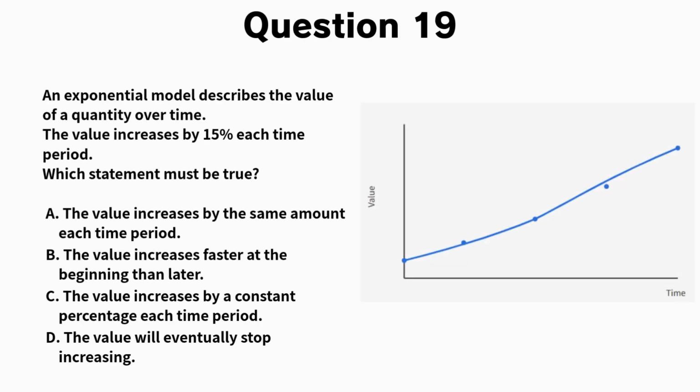Now, let's move on to question 19. An exponential model describes the value of a quantity over time. The value increases by 15% each time period. Which statement must be true?